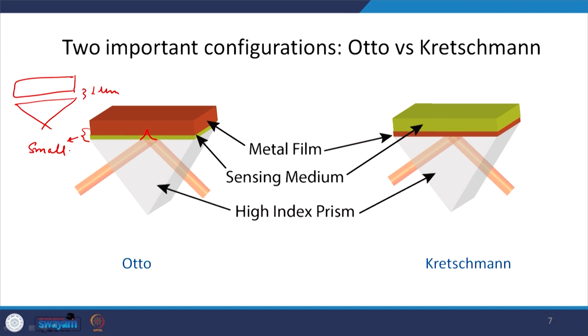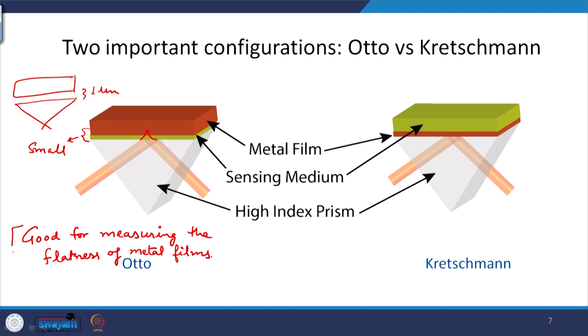Okay. So, that requires lots of skill, but this technique is good for measuring the flatness of metal films. You bring it close, and if at some places the surface plasmon response changes, because it will be a function of distance, you can say that the metal film is not flat. So, this technique is somehow useful.